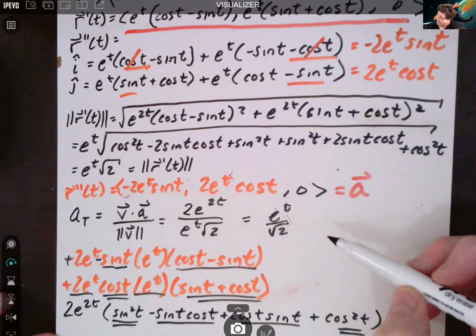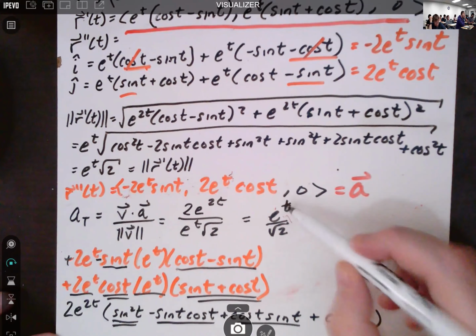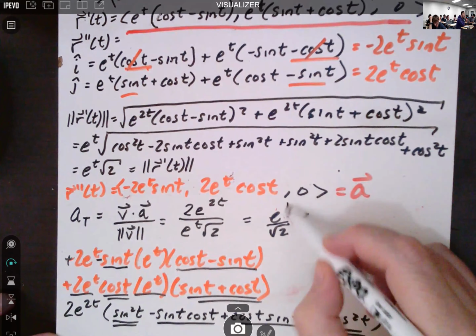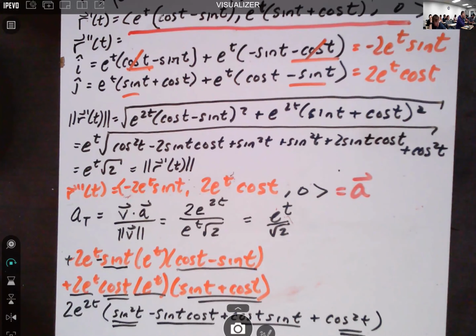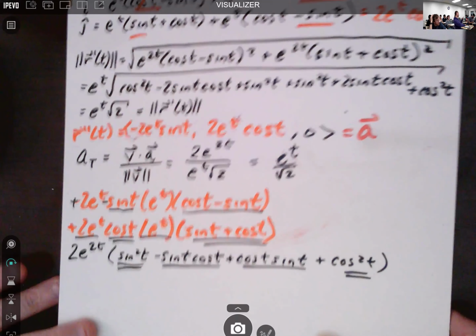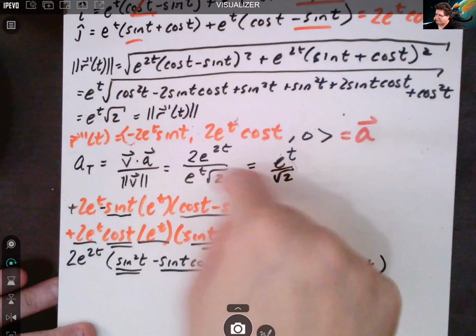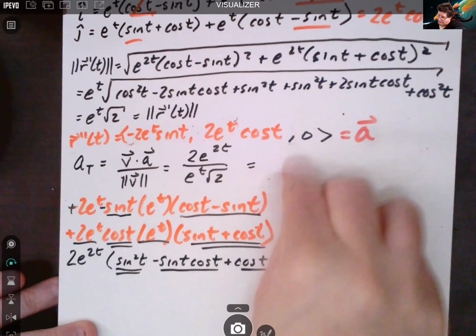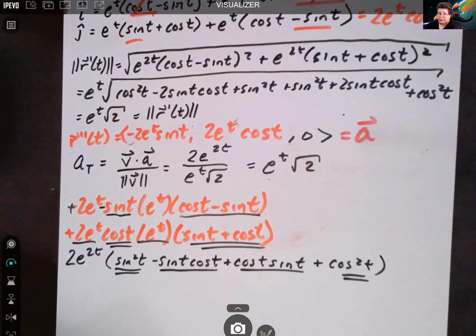What's this do? This says on top. Hey, Mr. Jones, what about the 2 that you had on top? The what? You just said that it was 2e to the 2t over e to the t root 2. What happened to the 2 on top? There's the 2 divided by root 2. Oh, I put it the wrong way. There we go. That's better.